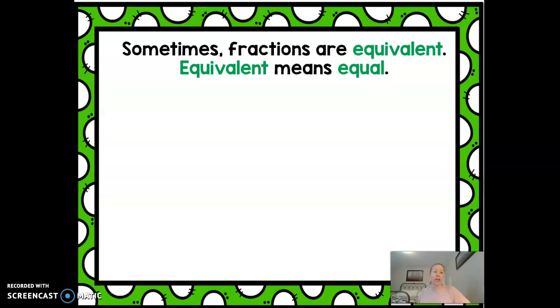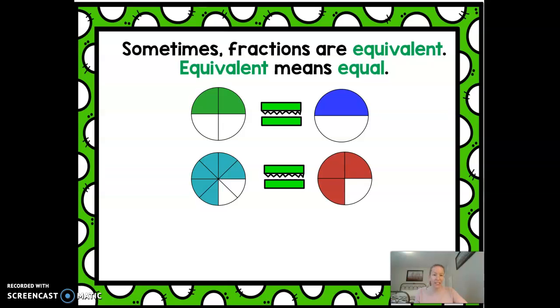Sometimes fractions are equivalent. Equivalent means equal. So these are some pictures of what an equal fraction would look like. Here, although we have 2/4, and here we have a half, if you look at the picture, this size of the fraction is the exact same as this size of the fraction. Same with the bottom one.